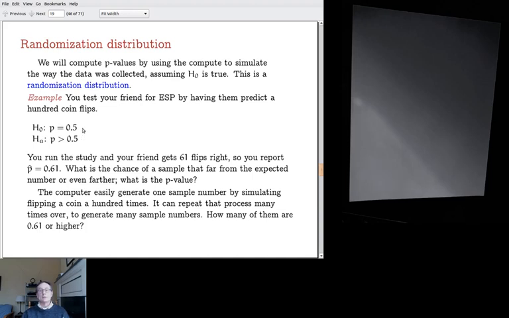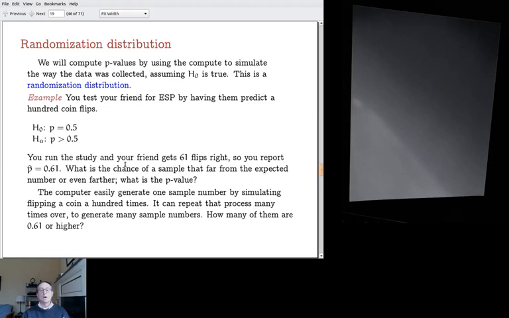So that's the 2 points of view, and we spent a long time talking about how to write those down. So now you run the study and your friend gets 51 of the flips right. So you report a p hat of 0.61. Remember again the difference between the p's and the p hat. P hat is the sample number. P's are your friend's chance not in 100 flips, but in 1,000,000 flips.